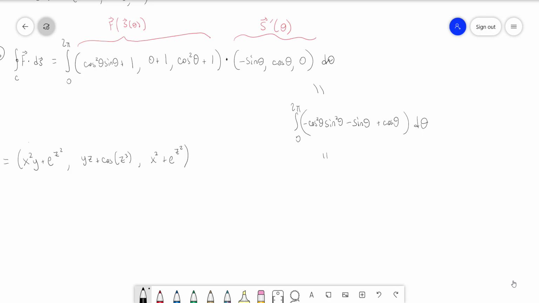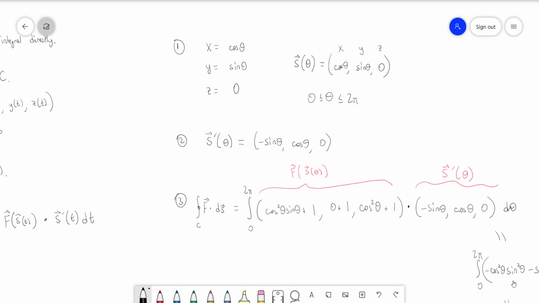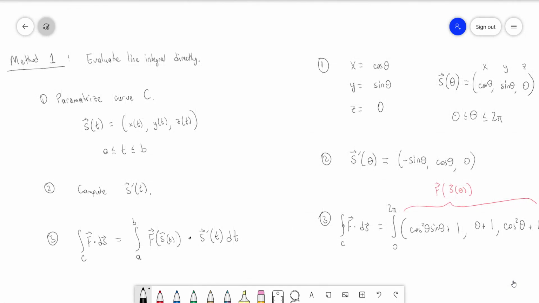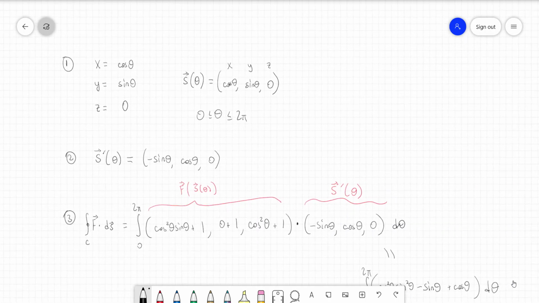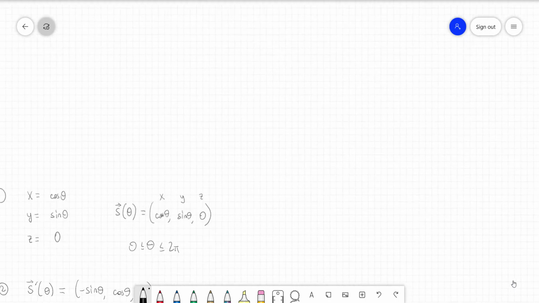I'll leave the integration work to you guys. So this is one way of going about this problem, just evaluating the line integral directly. The other method that you could apply for this problem is using Stokes' theorem. So let's talk about how Stokes' theorem would work.